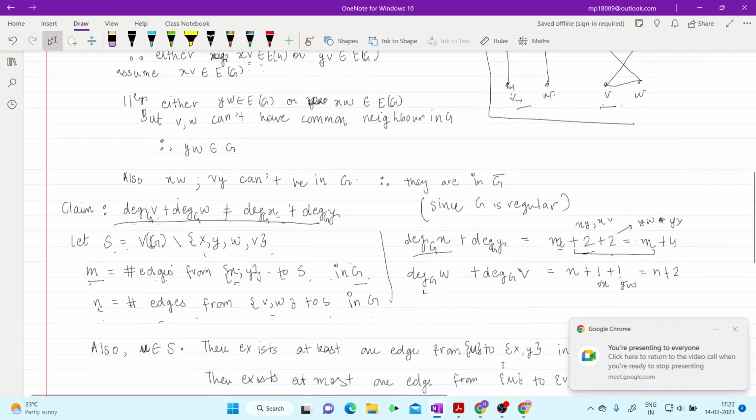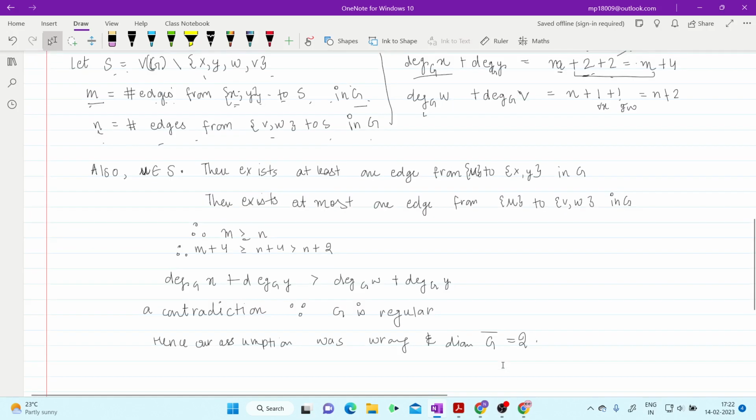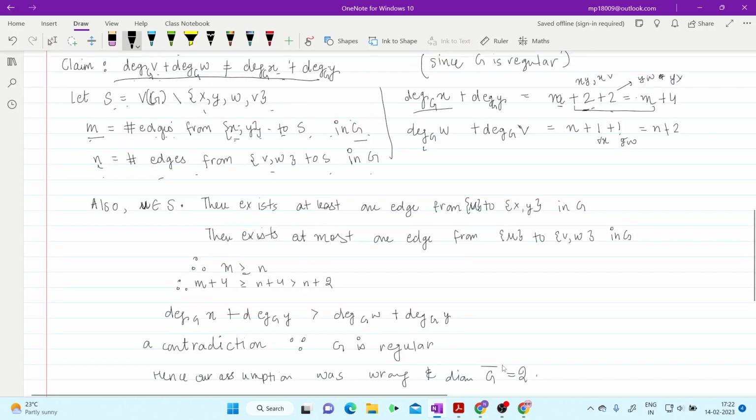Yes, ma'am. Okay. And then we just have to show that these two quantities are not equal, because that is what we were trying to prove. So now if we take any vertex U in this graph G except these 4 vertices X, Y, W, V, we have these relations. First, there exists at least one edge from U to XY in G. This is because X and Y can't have a common neighbor in G bar.